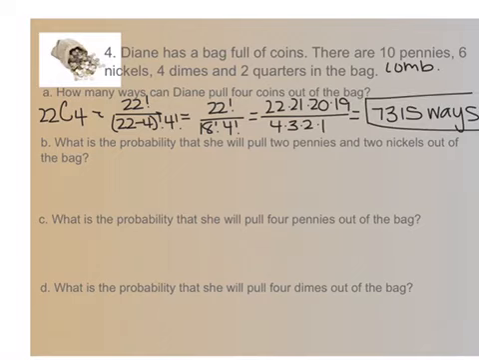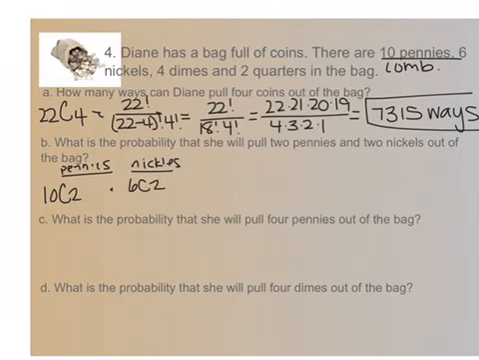So part B asks, what is the probability that she'll pull 2 pennies and 2 nickels out of the bag? So I need to figure out my pennies. For pennies, I have 10 pennies, and I'm going to choose 2 of them. And I'm going to multiply that by the nickels. When I do my nickels, I have 6 of them, and I'm going to choose 2 of them. So when we find those in our calculator, I end up getting 45.